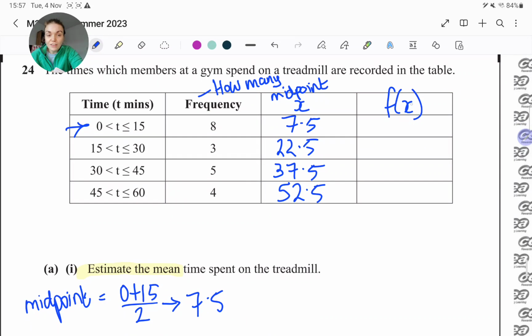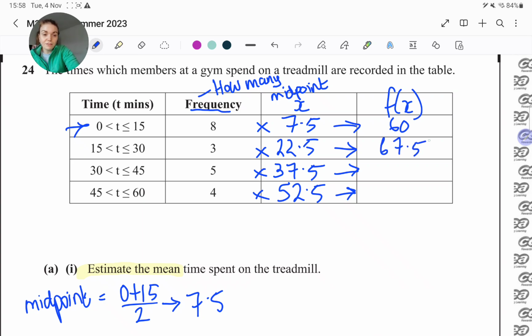Then f of X. We know that in maths brackets mean multiply. So this f stands for frequency and X is our midpoint. We're going to multiply all of these together to get our f of X values. 8 times 7.5 is 60. 3 times 22.5 is 67.5. 5 times 37.5 is 187.5. And 4 times 52.5 gives me 210. So that bit's the same in all of them.